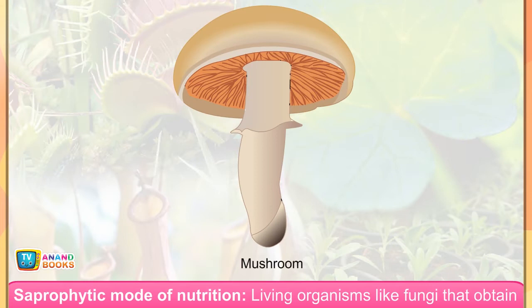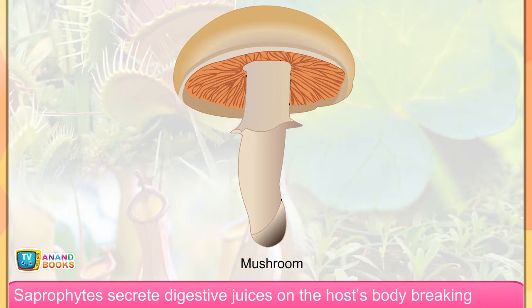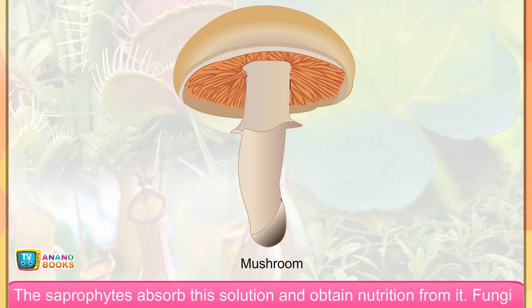Saprophytic mode of nutrition. Living organisms like fungi that obtain nutrients from dead or decaying matter are called saprophytes. Saprophytes secrete digestive juices on the host's body, breaking organic material into simpler substances in solution. The saprophytes absorb this solution and obtain nutrition from it. Fungi also release some nutrients into the soil.